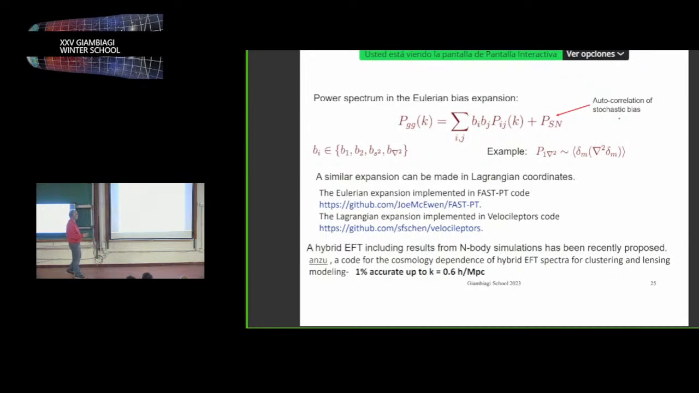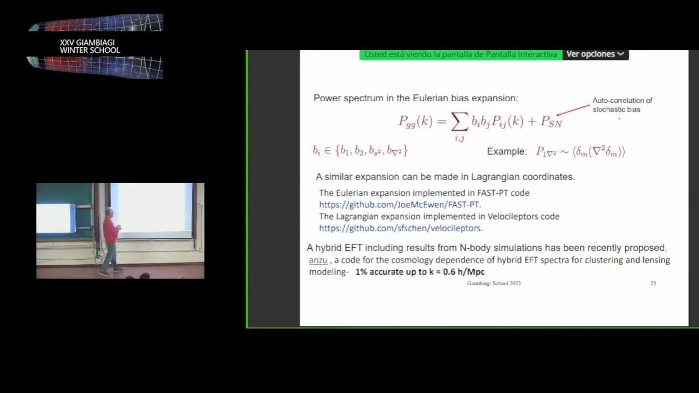So it's much more complicated. And more recently, there are codes that can implement this type of expansion. The FastPT code can do it. And I didn't say this, maybe I should. There are two ways of doing fluid dynamics. One is called Eulerian, and the other is called Lagrangian. The Eulerian is when the fluid is passing by you, and the Lagrangian is when you are co-moving with the fluid. Basically, it's that. So you can do Lagrangian coordinates or Eulerian coordinates, and next week you'll be all cleared up about this, I hope, or more confused.